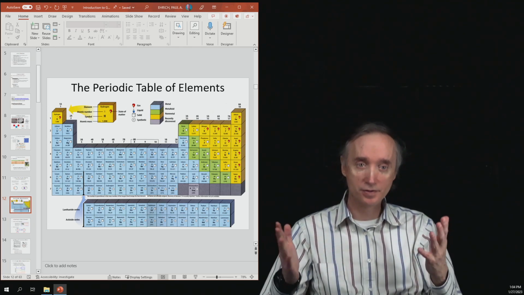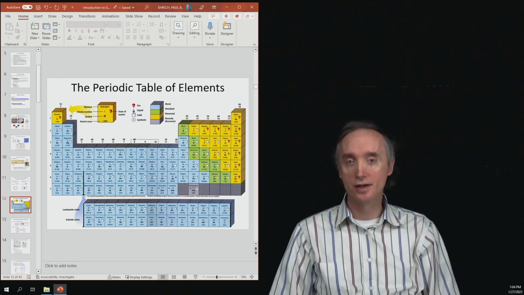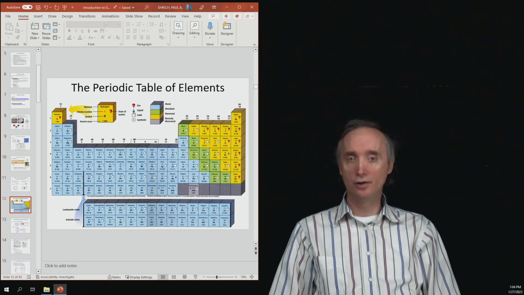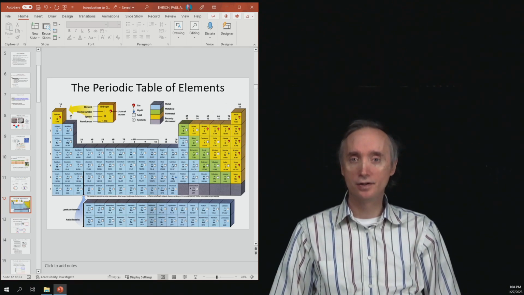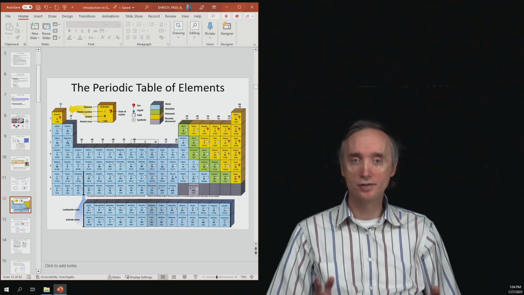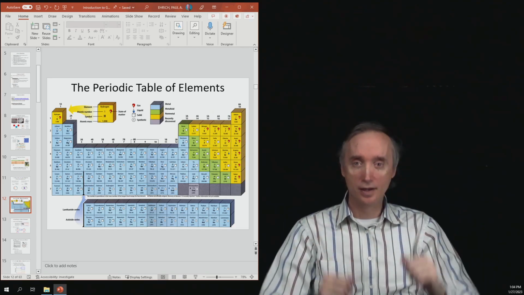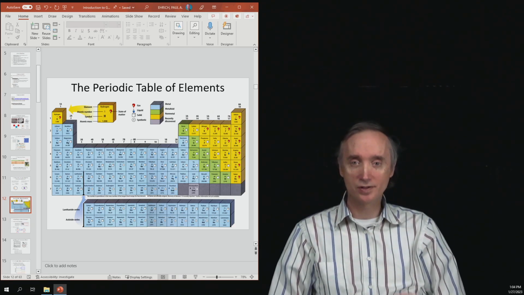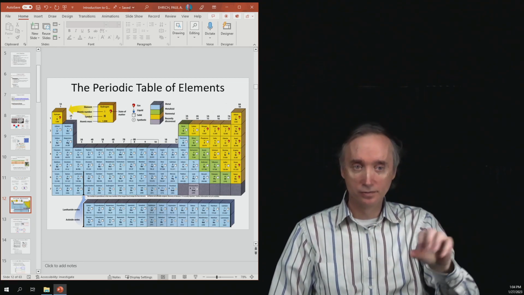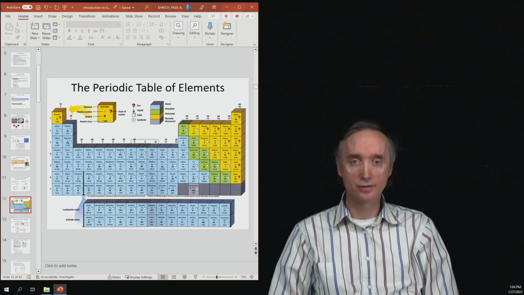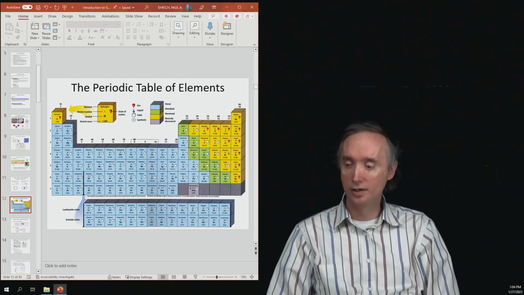So this is the periodic table of elements. Now notice it's got a funny looking shape. So you might be wondering, why does the periodic table of elements stick up on the sides? And then also, why has it got a separate part that goes underneath it like that? Well, there's a specific reason for that, and we are going to discuss that.